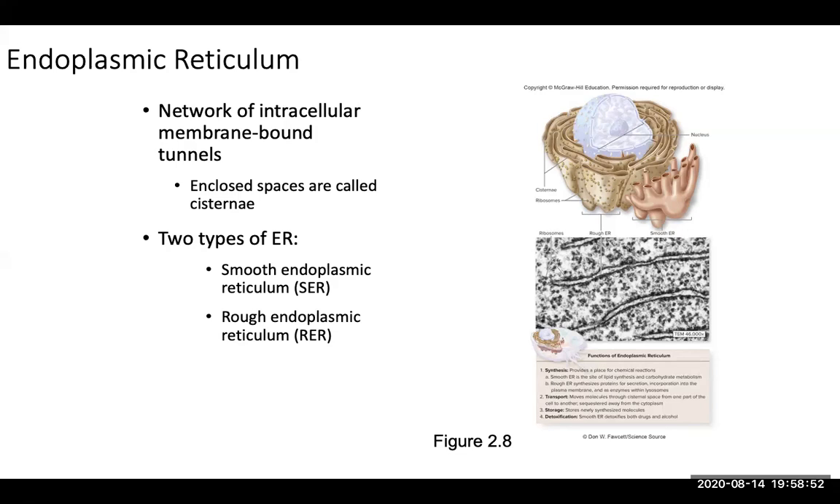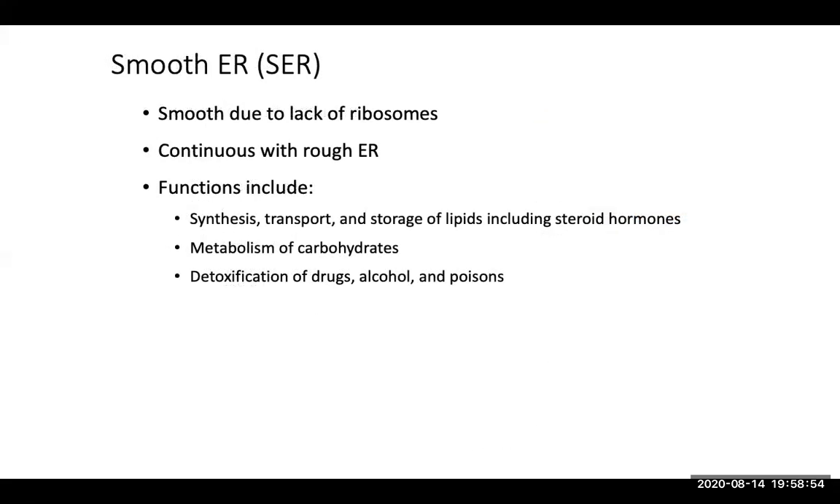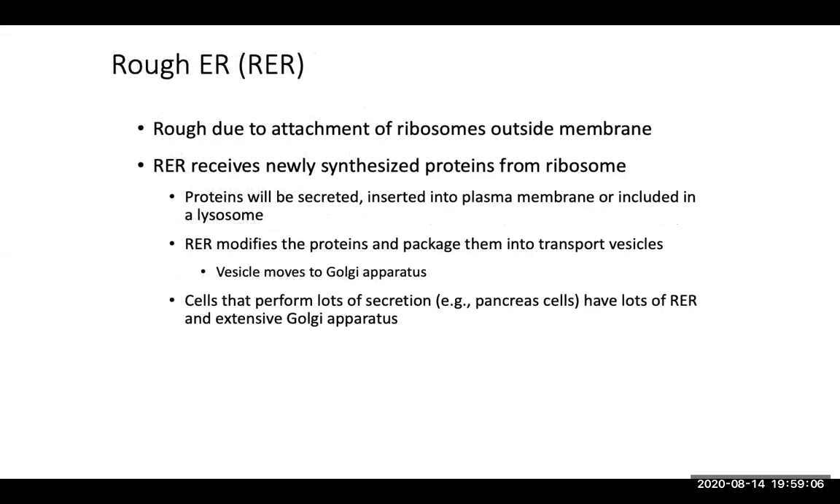where it's located within the cell. Smooth ER is smooth due to the lack of ribosomes, unlike rough ER. And smooth ER is really important in the detoxification of drugs, alcohols, and poisons. So you'll find a lot of smooth ER in your liver. The rough ER will help with protein synthesis because it has ribosomes on it.